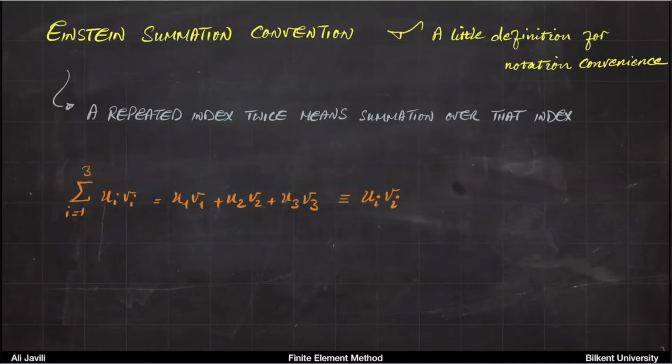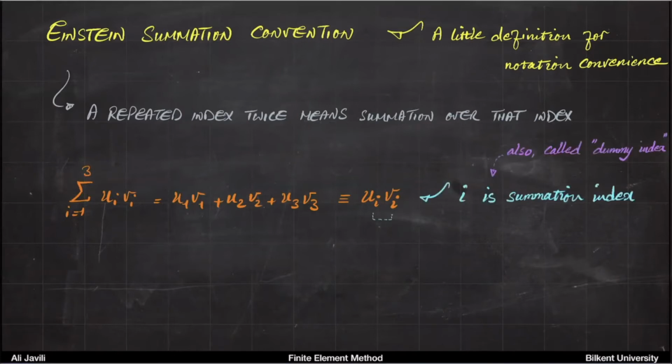We already have a lot of summations and integrations, so it's nice to have this. And this index i that repeats twice is called the summation index or the dummy index. It's dummy because it doesn't matter if you call it i or if you call it j. If it repeats twice, it means a summation, whatever you call it. All right.